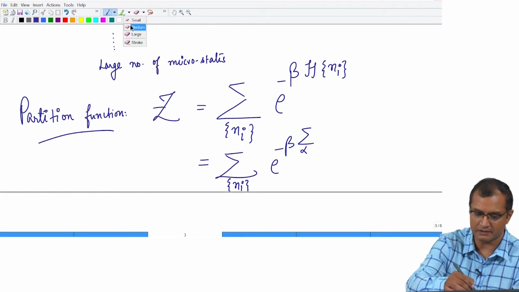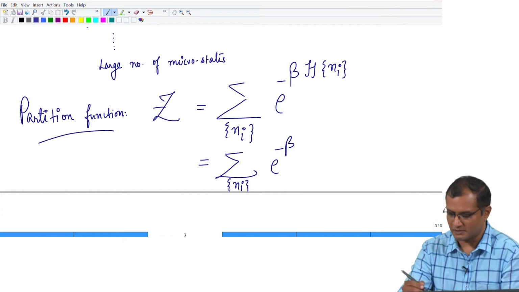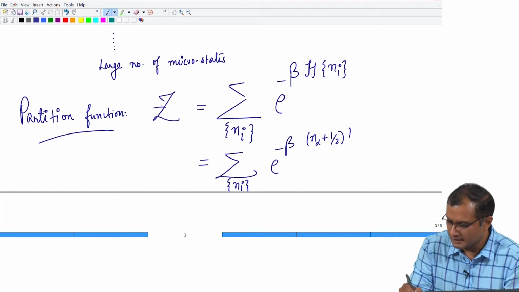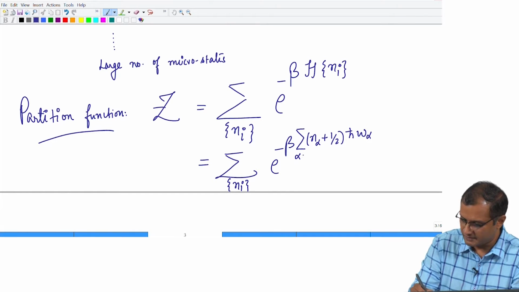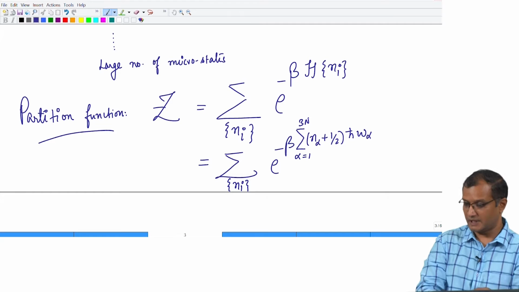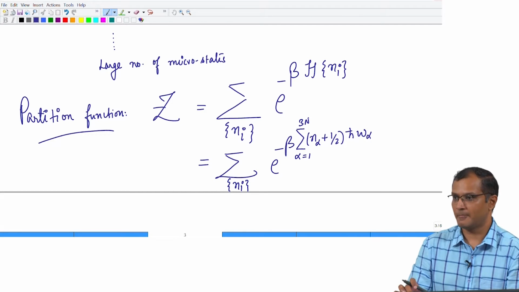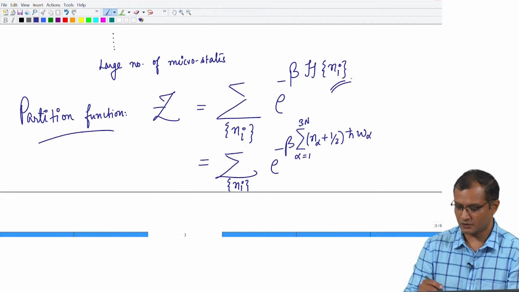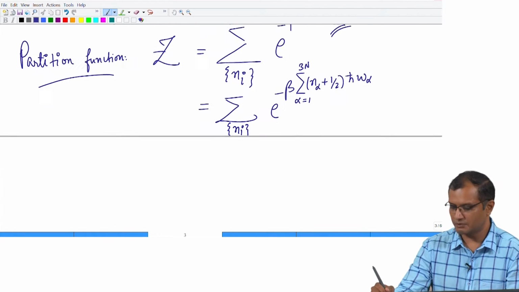So, the energy of each oscillator... the Hamiltonian is the total energy of 3n oscillators. The energy of each oscillator is (n alpha plus 1 by 2) h cut omega alpha. This is one oscillator. You sum over all alphas, there are 3n oscillators. Now, the n alphas that you take here in the Hamiltonian correspond to the microstate that you have taken here. Okay. So, you keep changing that microstate, compute the total energy and compute the Boltzmann factor. That is how you will compute this sum.